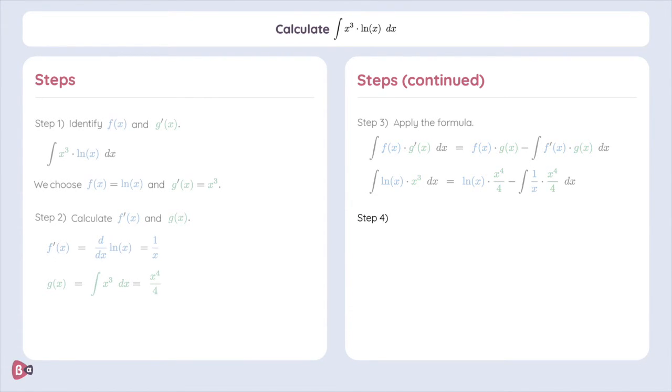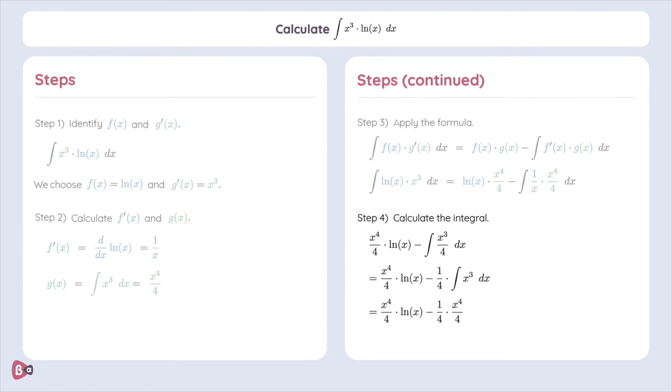We can now move on to step number 4, in which we calculate the integral. So our expression was x to the power 4 divided by 4 times ln of x minus the integral of x cubed divided by 4. Now because 1 over 4 is a constant, we can take it out of the integral. And we know that the integral of x cubed is equal to x to the power of 4 divided by 4.